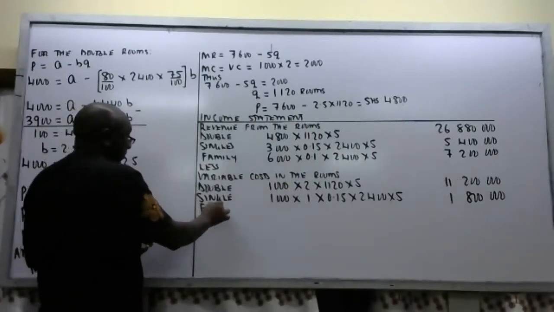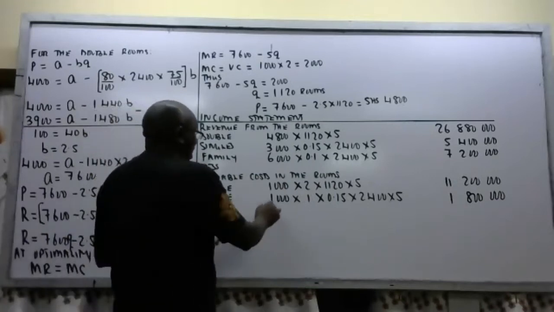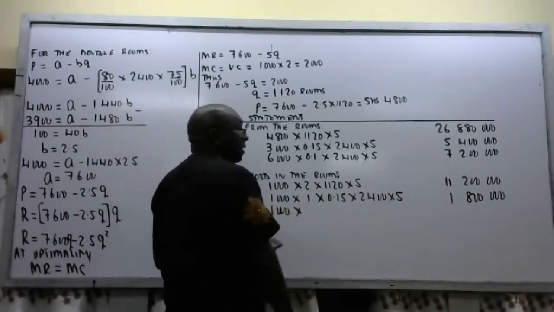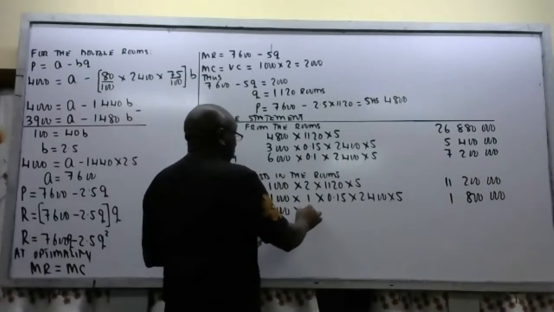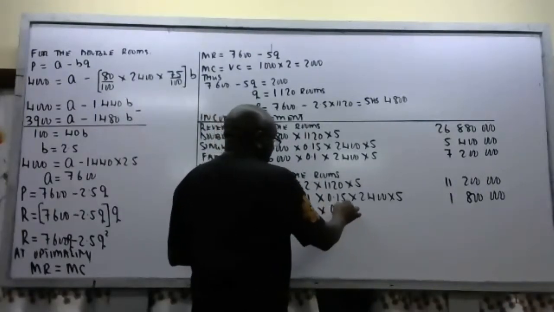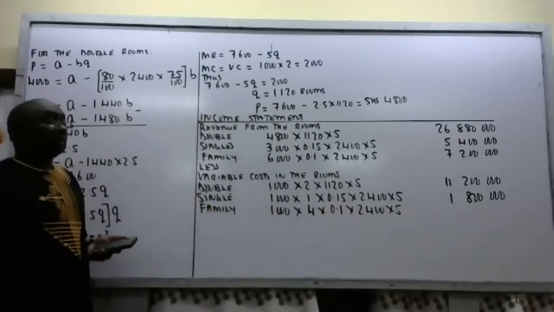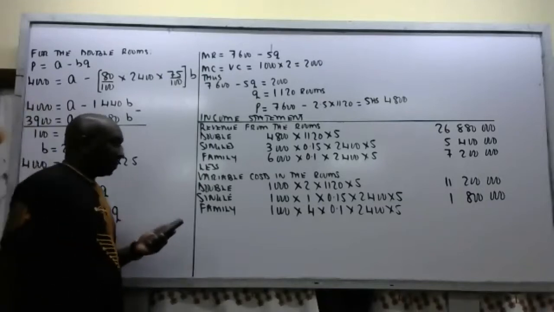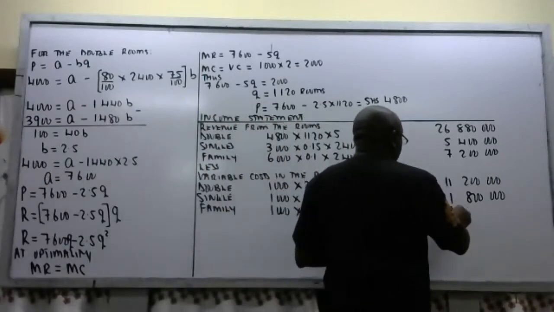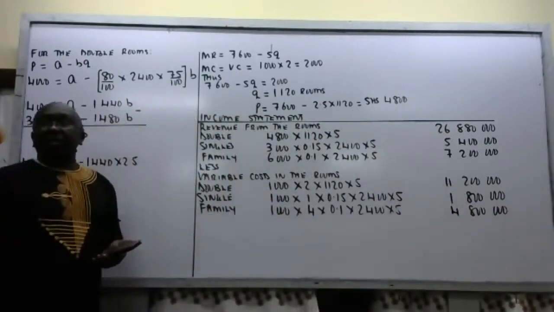Then for the family, we have 1,000. A family room is hosting 4 persons. So we have 4 times, the proportion is 10% of 2,400. So this is 1,000 times 4 times 0.1 times 2,400 times 5. It is 4,800,000.